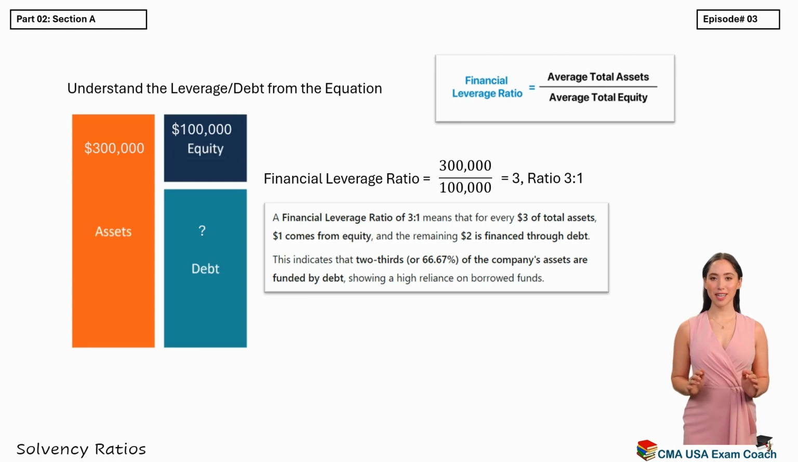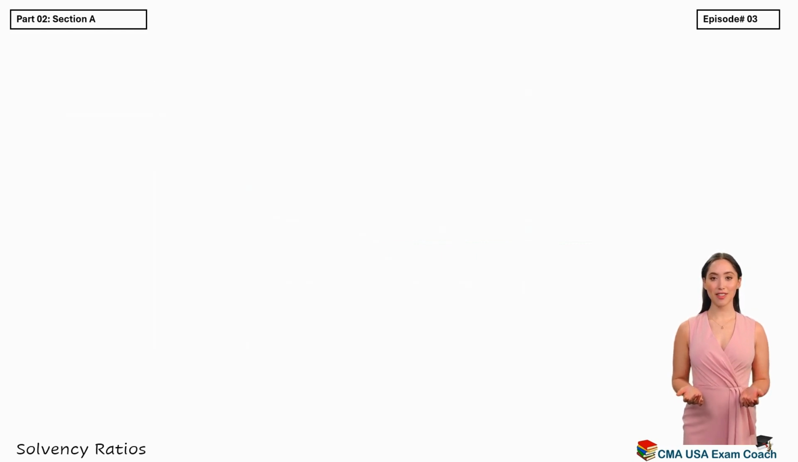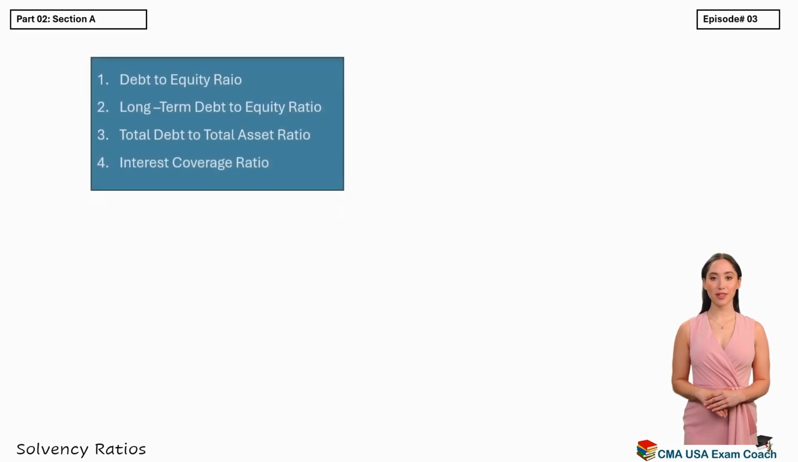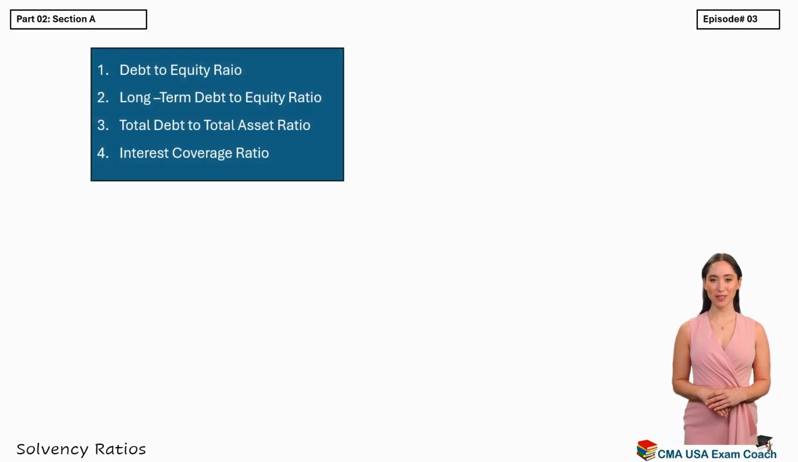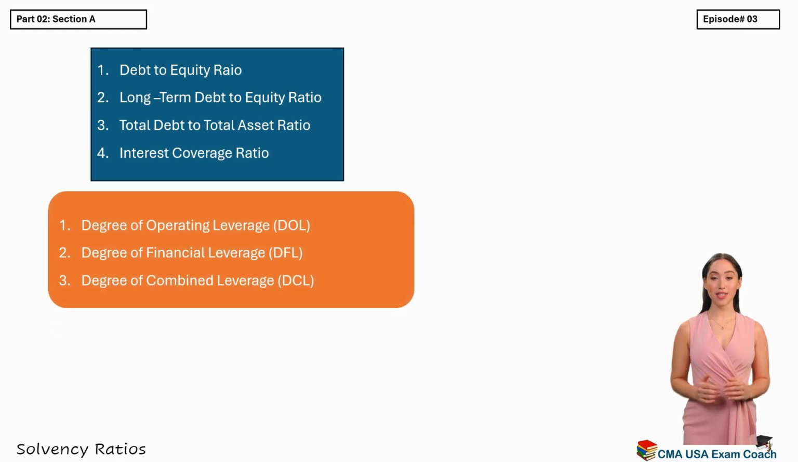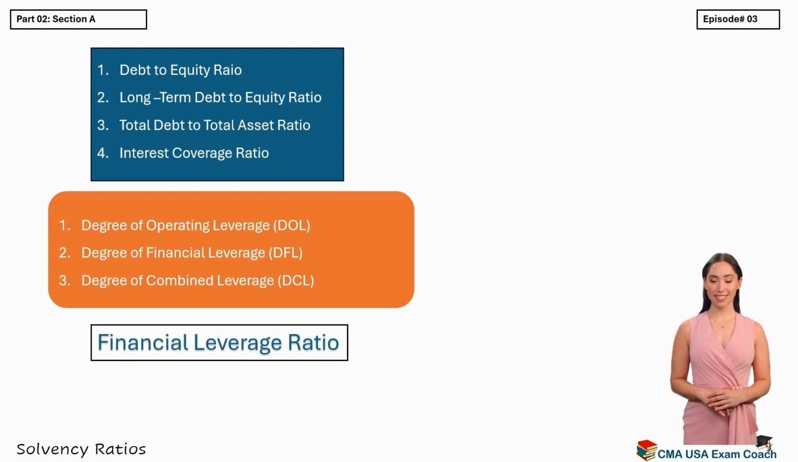As we are winding up, let's quickly summarize the key ratios we covered in this topic. Debt to equity ratio, long-term debt to equity ratio, total debt to total asset ratio, interest coverage ratio. Then we discussed leverages such as degree of operating leverage, degree of financial leverage, degree of combined leverage, and finally, financial leverage ratio. In our next episode, we'll dive into activity ratios, which measure how efficiently a company uses its assets to generate revenue. These ratios help assess operational performance by analyzing how well a business manages its resources.